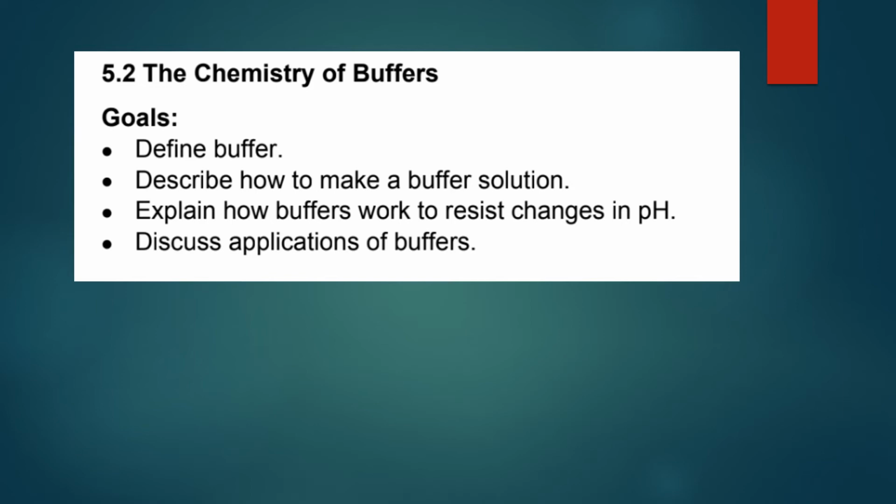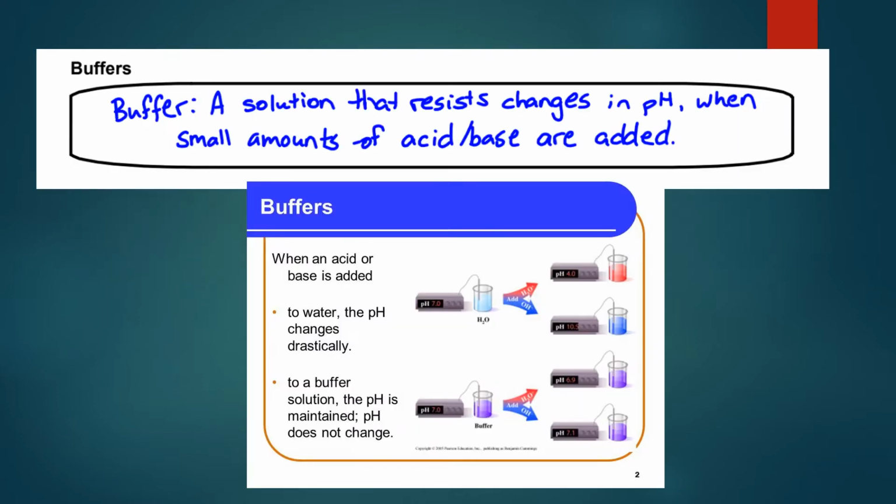In this lesson, we're going to look at the chemistry of buffers. So this is section 5.2 from your workbook, and we've got 4 goals for this section. We're going to define what a buffer is and describe how to make a buffer. We're going to explain how buffers work to resist changes in pH. We're going to go back to our equilibrium equations for that. And then finally, we're going to discuss some applications of buffers.